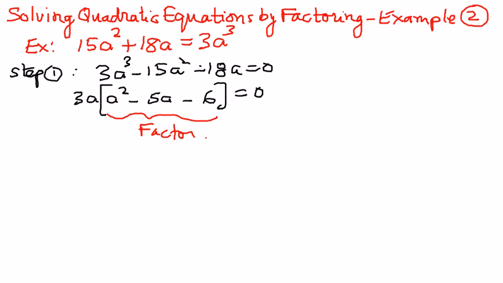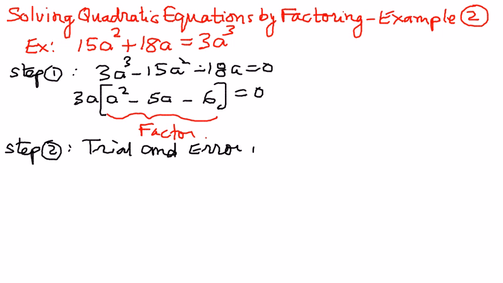And to do that, we're going to use the trial and error process. We'll use step number 2, the trial and error process. Let me write this a little bit more clear. Trial and error process. And how does that work? We want to try two numbers. The sum of those two numbers should equal the middle term, in this case negative 5, and the product of the same two numbers should equal negative 6.